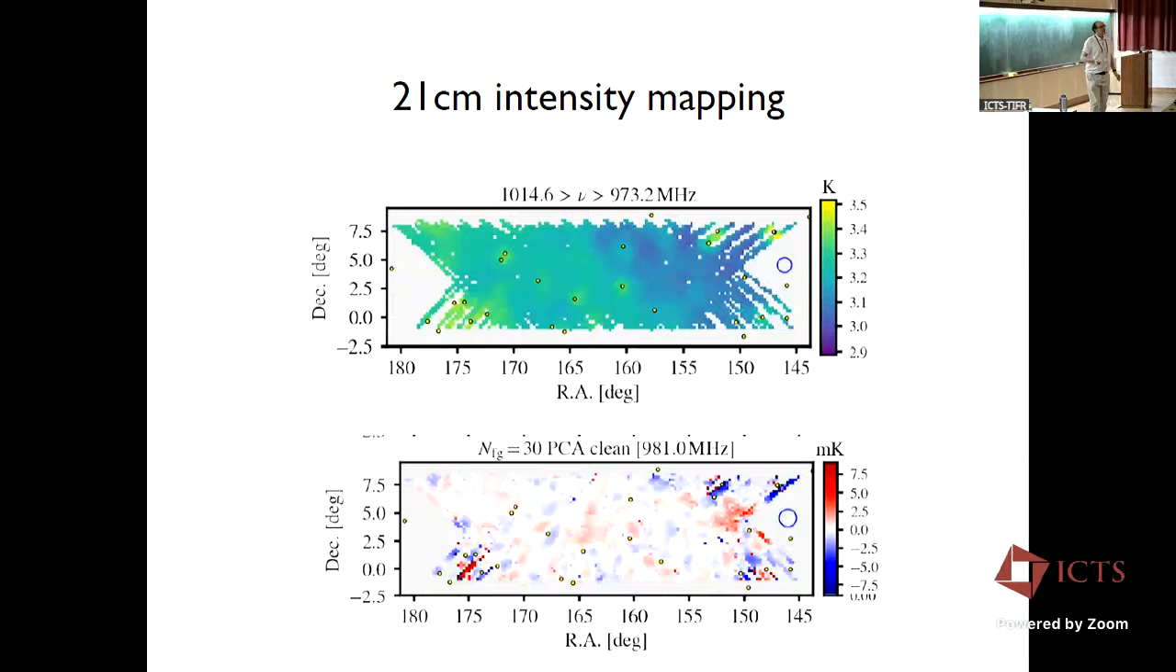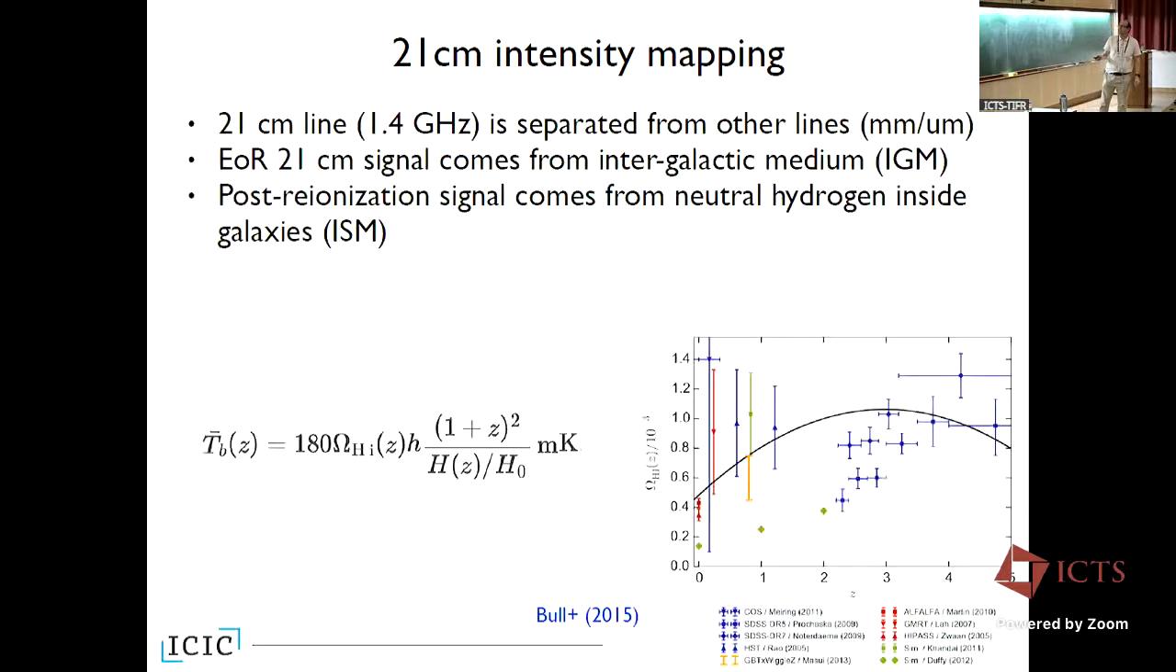Okay, so we'll talk about a bunch of different lines, but to start off, I wanted to talk about the 21 centimeter line, because that's the one that you're probably already very familiar with. This is our friendly spin flip line of neutral hydrogen, and these are just some maps that I'll say a bit more about in a moment. The nice thing about the 21 centimeter line, at 1.4 gigahertz, is that it's very well separated from any other atomic transition. Those tend to be at millimeter or micrometer wavelengths. And that means if you see a 21 centimeter line, you know it's a 21 centimeter line.